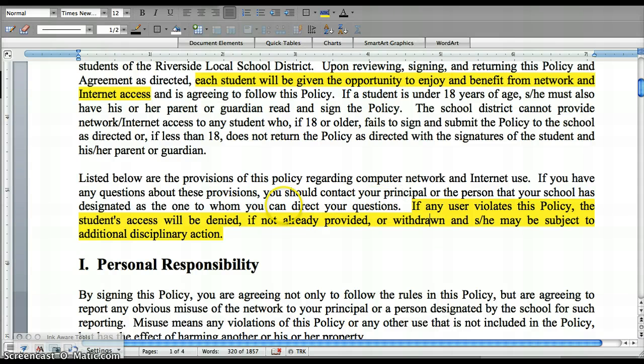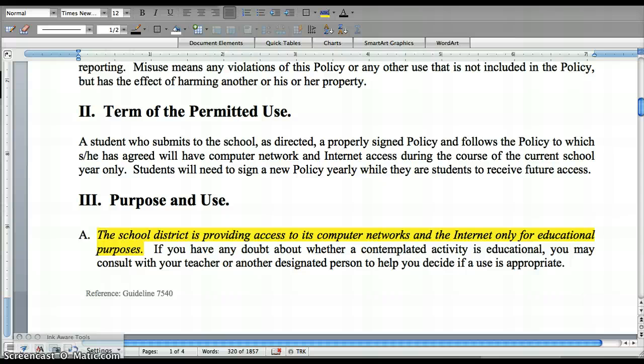The purpose: the school district is providing access to its computer networks and the internet only for educational purposes. Okay, the school is providing it, and it's only to be used for educational purposes, which makes me laugh, as you'll see here in future comments and statements, that isn't always the case. A lot of times students I see, even in the media center, are there playing games on the computer, which is definitely not in relation to their educational classes or whatever they are taking.